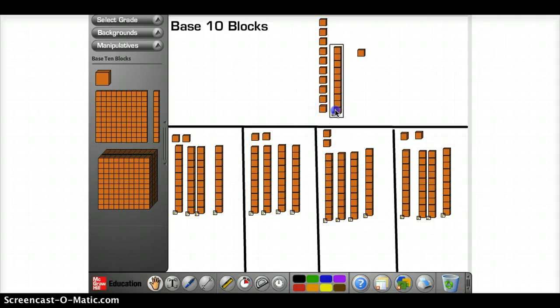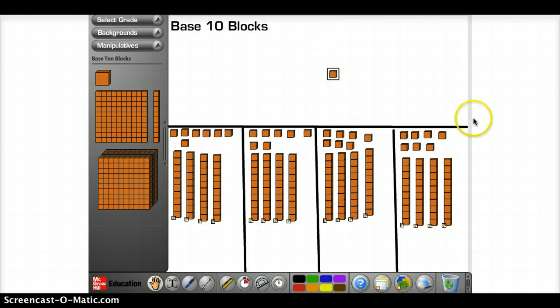So I'm going to split up these tens rods and divide these into my equation. Okay, I've divided all of my tens into the 4. So now I am left with 1, 2, 3, 4 tens, 1, 2, 3, 4, 5, 6, 7 ones.